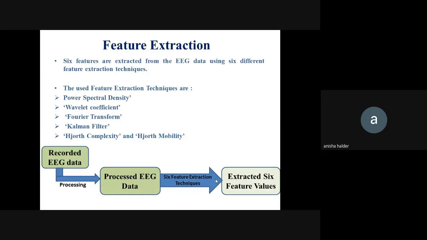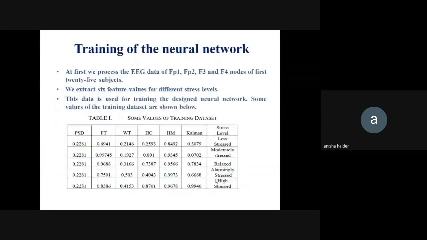Zod mobility and Zod complexity, and Kalman filter. So this is a sample table for rest stress values, for moderate stress values, for relaxed values, for alarmingly stressed, and for high stress. The information has been given.